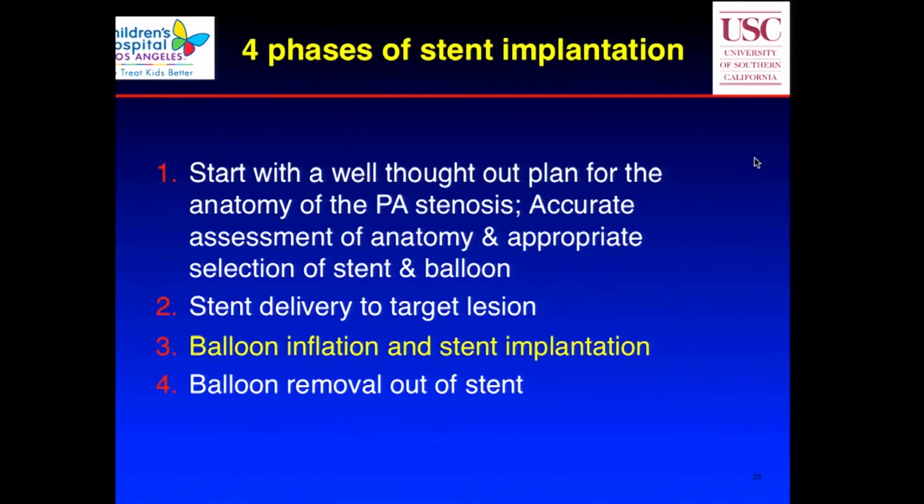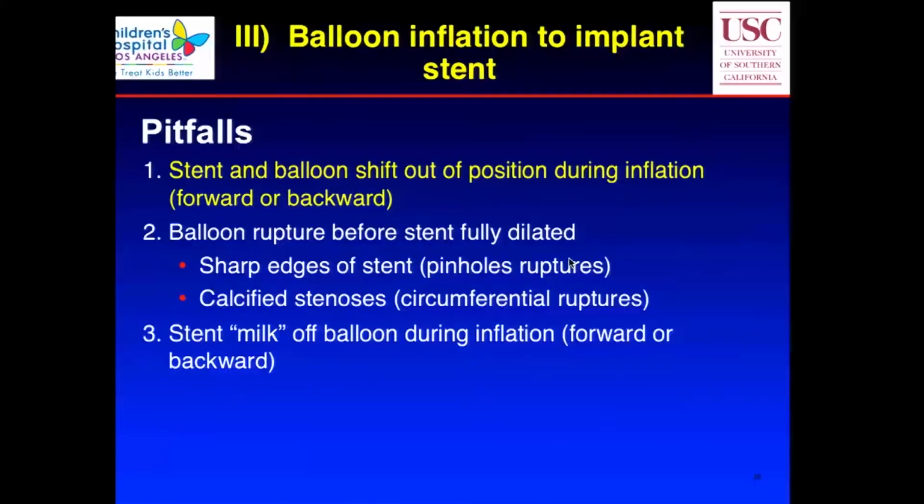Now the third phase is the balloon inflation and the stent implantation. What could go wrong there? Well, first of all, the balloon and stent can shift out of position during inflation. The whole thing can either move forward or backward depending on where. Usually it's at the orifice where there's an angle. The balloon can rupture during inflation. And again, the sharp edges of the stent can cause a pinhole. Calcium can cause pinholes or even circumferential ruptures. You have to be aware of that in advance. The stent can also slip, like what I just showed you, when it's not well centered.